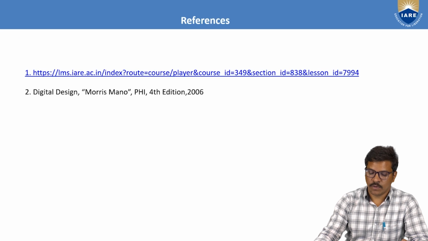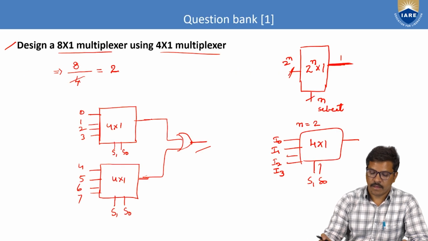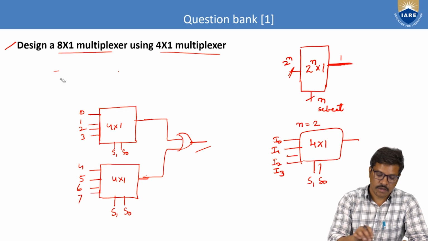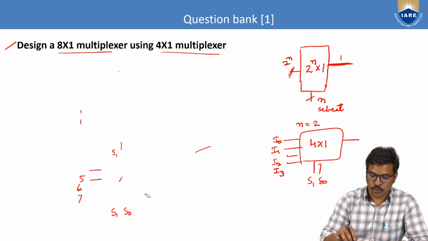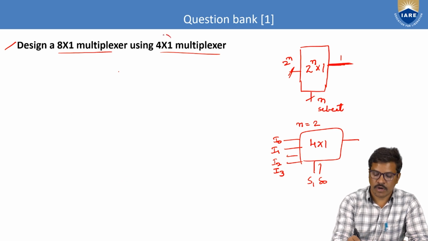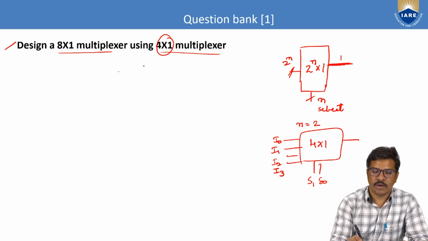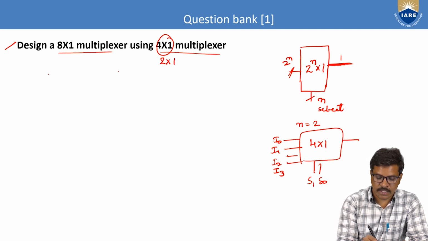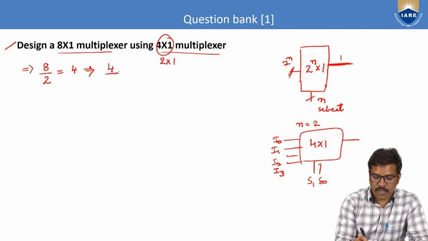Sometimes it is required to design a higher order multiplexer using a lower one. Suppose the question is the design of an 8 by 1 multiplexer using 2 by 1 multiplexers. Take that formula. You will create the 8 by 1 multiplexer with the help of 2 by 1 multiplexers. If you divide 8 by 2, you will get 4, and take that 4 and divide by 2, you will get 2.